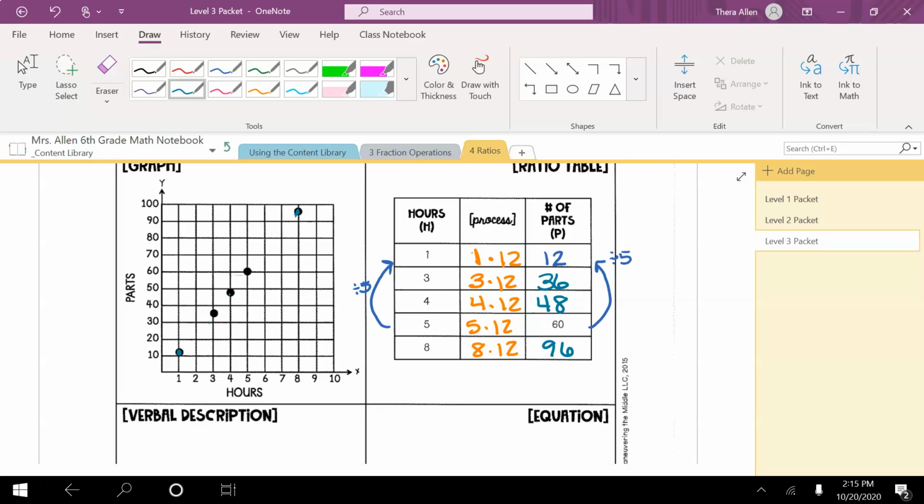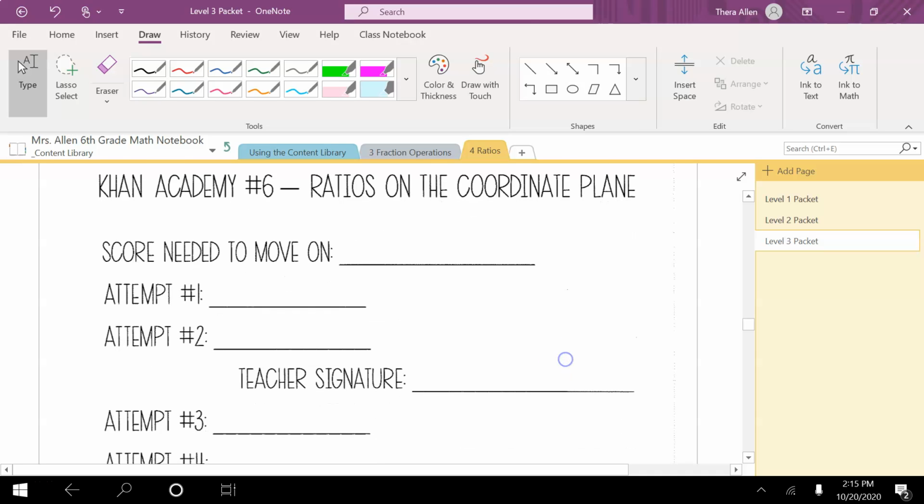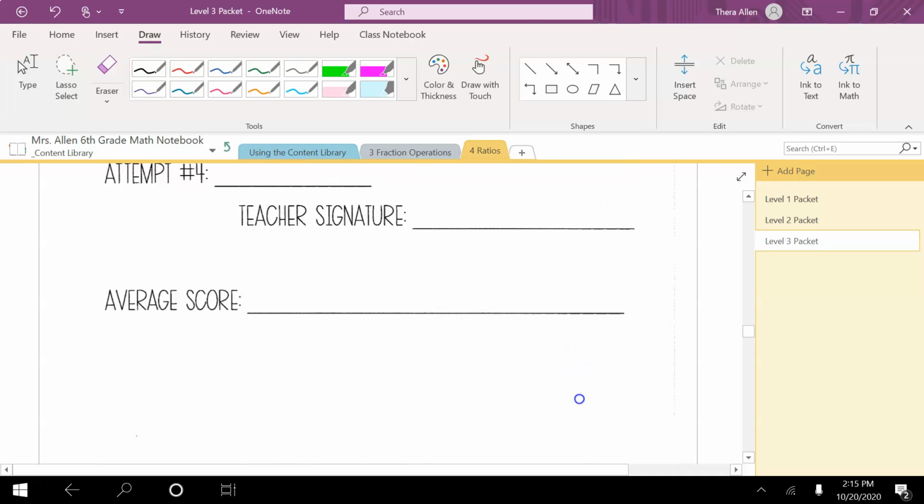You are going to be moving on to Khan Academy, practicing ratios on the coordinate plane.